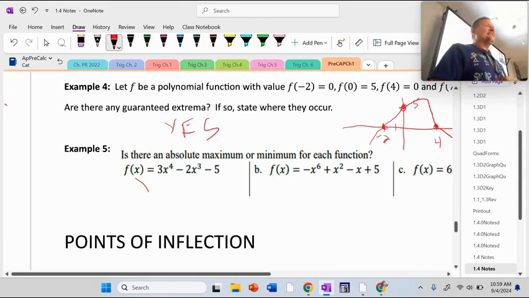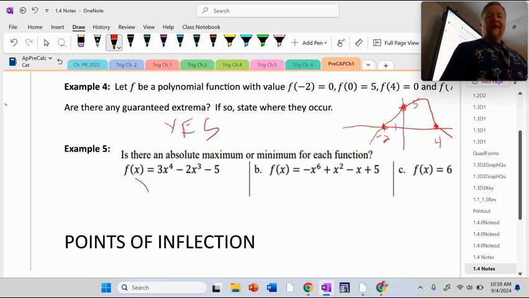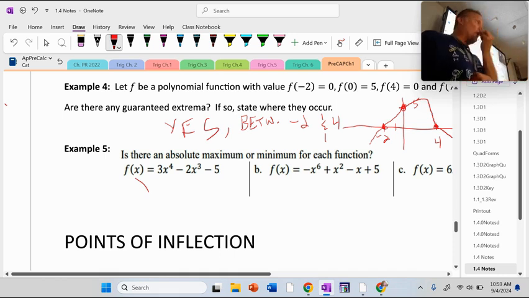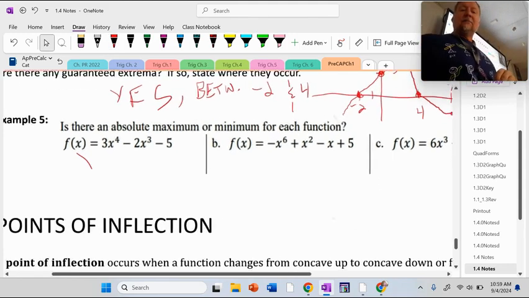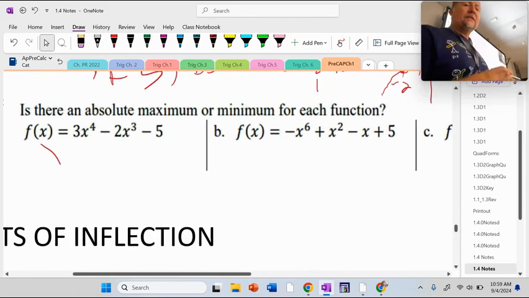Okay. Yes. And if so, state where they occur. They occur between -2 and 4. Okay. So let's say between -2 and 4. The where always seems to be the x's, where the x's are located. So between those two x-intercepts, guaranteed. And then the next thing, this is piggybacking off of what we just went over previous to this.